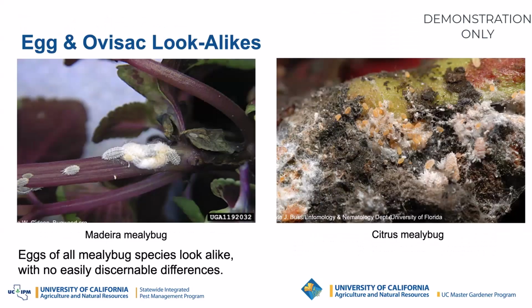PHM eggs and ovisacs can be confused with those of other mealybug species. Because it is hard to tell them apart, look for other life stages in addition to eggs to identify PHM. Here are two photos of egg masses belonging to Madeira mealybug and citrus mealybug.